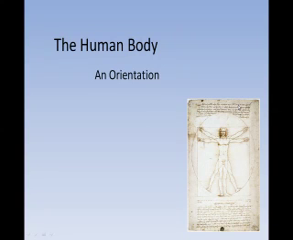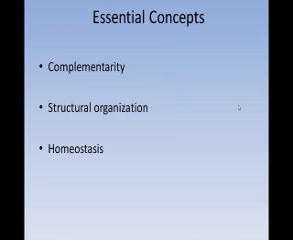Okay, we're going to start with Chapter 1, which covers the human body and orientation. This is just an overview of all the things that we're going to be talking about in anatomy and physiology. All right, some of the essential concepts: you have complementarity, structural organization, and homeostasis. And again, we'll be dealing with each of these throughout this chapter.